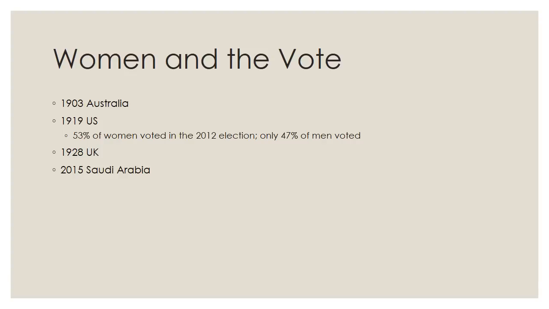The latest country to give women the right to vote was in 2015 in Saudi Arabia. The Muslim countries are starting to expand the right to vote to many women, and there are still a couple countries where women do not have access to voting rights.